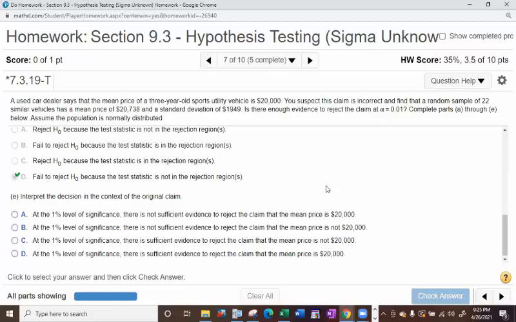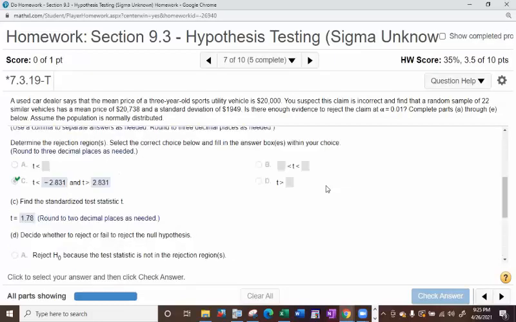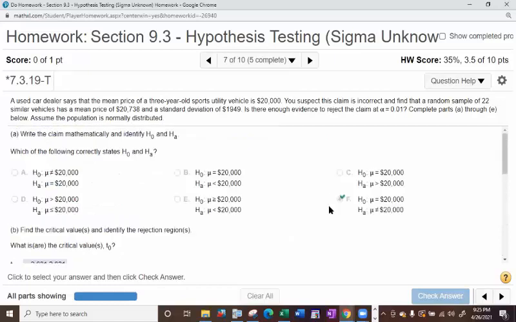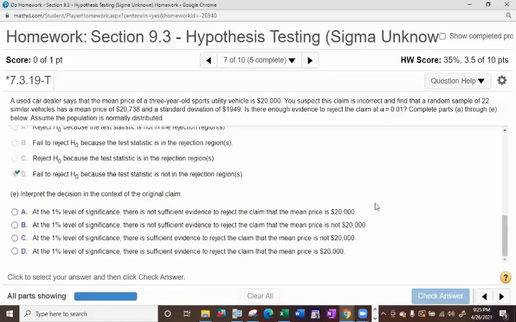All right, so first part's all the same. So the claim was the H0 equals, and we failed to reject. So I like A. There's not sufficient evidence to reject the claim. The mean price is 20,000. Doesn't mean we love it, but we did not have the evidence to reject it.